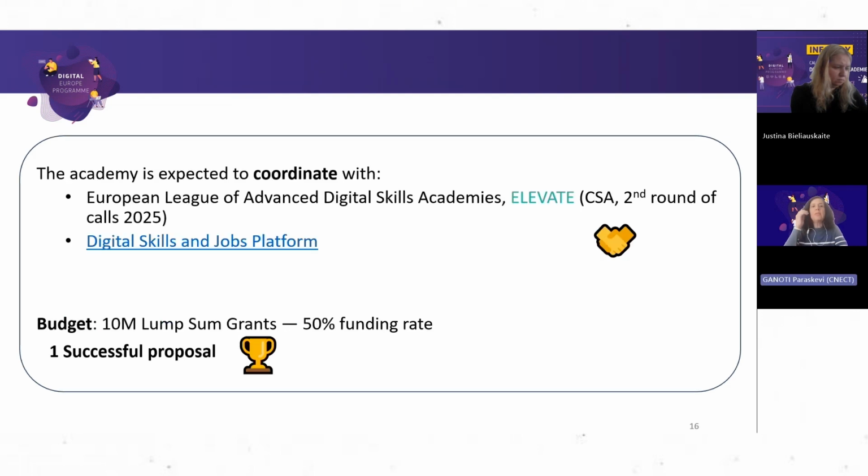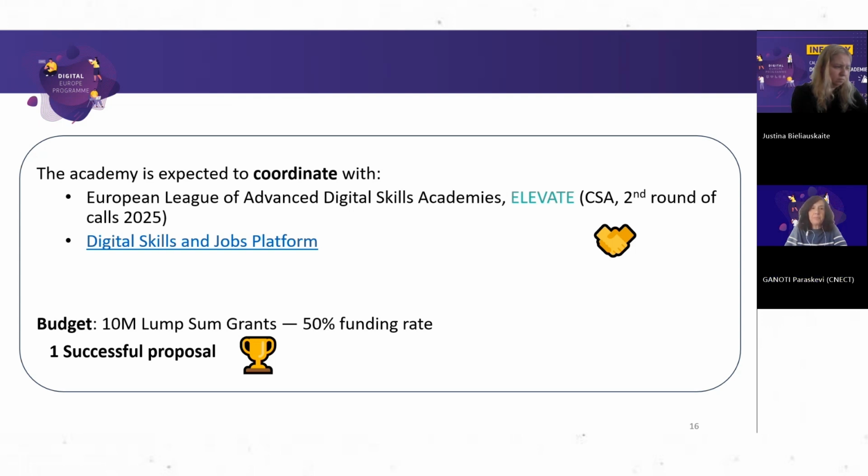The Academy also is expected to coordinate with the European League of Advanced Digital Skill Academies. This will be a CSA in the second round, of course, of 2025, but also with the Digital Skills and Jobs platform. And the budget for this is 10 million, is a lump sum grant, and 50% is the funding rate, and we expect to have one successful proposal.